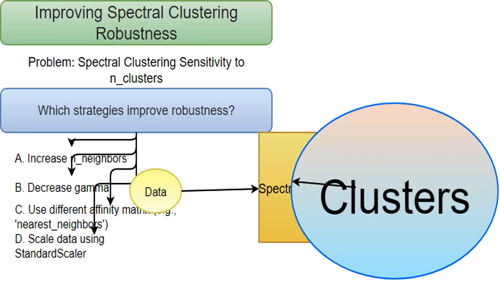Okay, let's talk about clusters. The core problem is that the results of the SpectralClustering algorithm are super-sensitive to how many clusters, NCLUSTERS, you tell it to find. This means a slight change in the number of clusters requested can drastically alter the results. The goal is to make the results less dependent on this specific parameter.